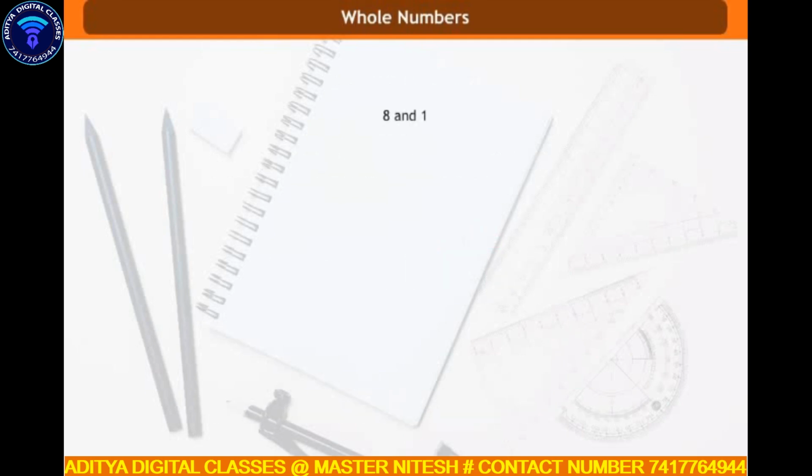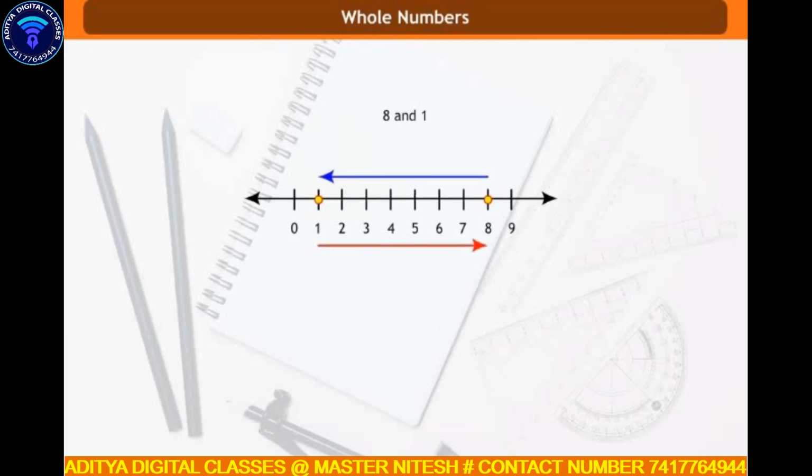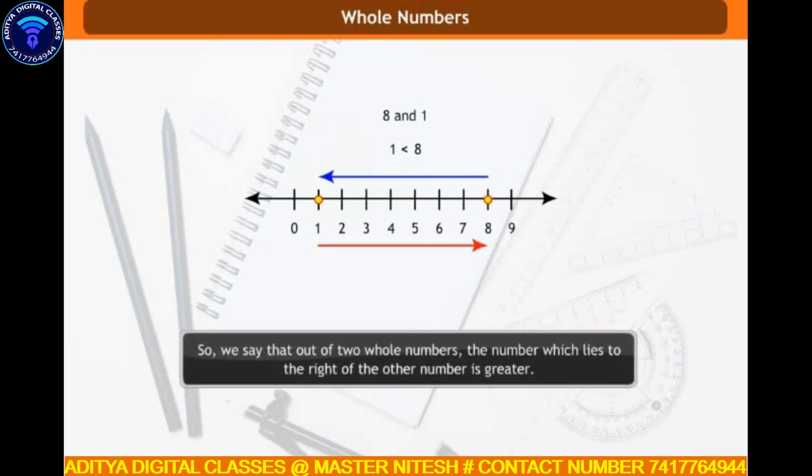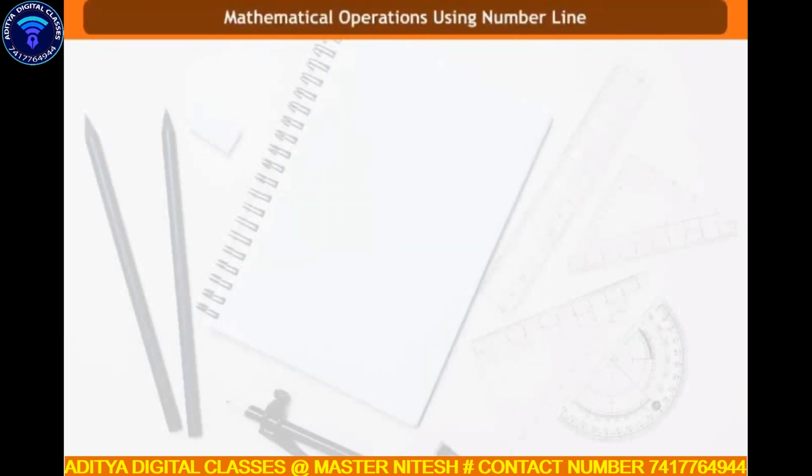Consider the numbers 8 and 1. On the number line, we see that the number 8 is on the right side of 1. This number 8 is greater than 1. That is, 8 is greater than 1. So we say that out of the two whole numbers, the number which lies to the right of the other number is greater.